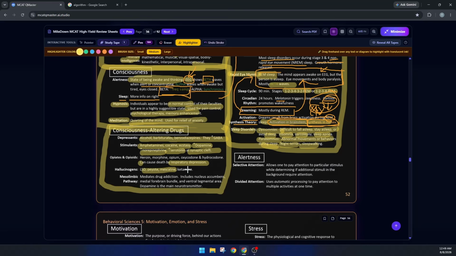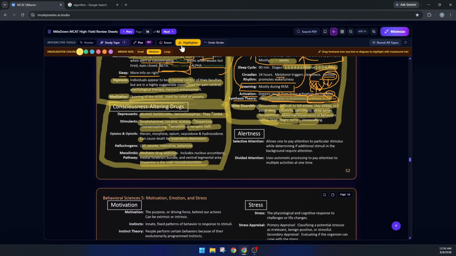Hallucinogens: LSD, peyote, mescaline, ketamine. The mesolimbic pathway mediates your drug addiction. It includes the nucleus accumbens, medial forebrain bundle, and ventral tegmental area. Dopamine is the main neurotransmitter. So the mesolimbic pathway, I think, is also known as your reward pathway.